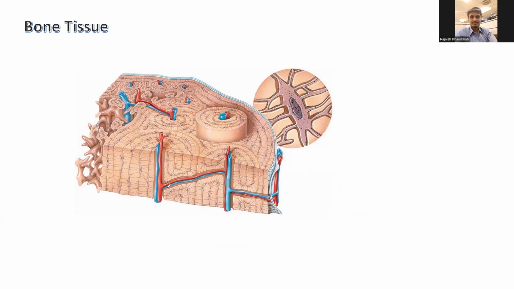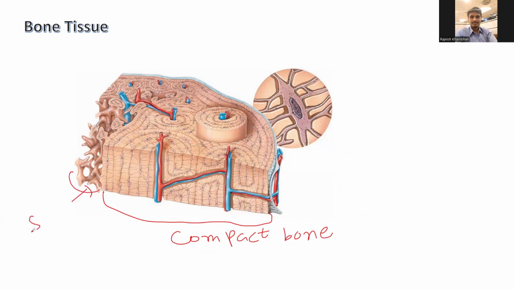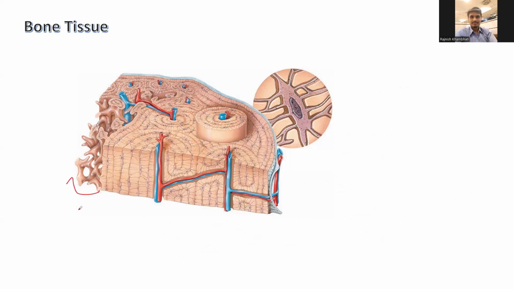Now, let me show you one more thing. You can see this portion. This is called compact bone. And this portion, see, this is spongy bone.